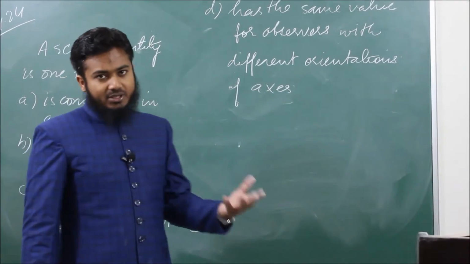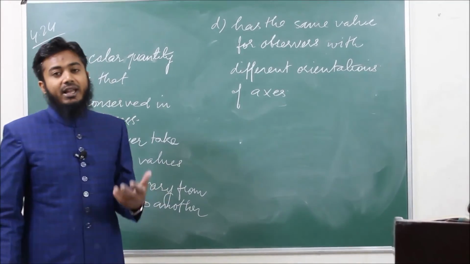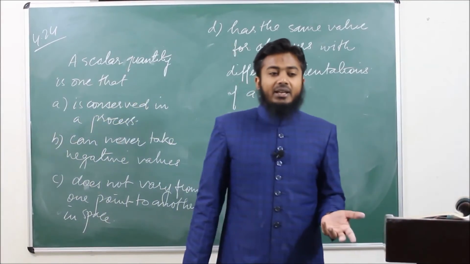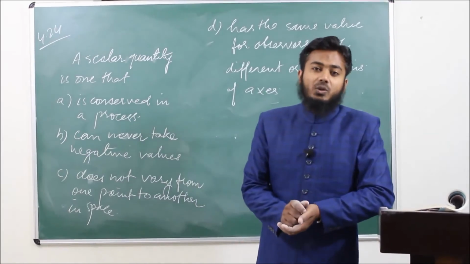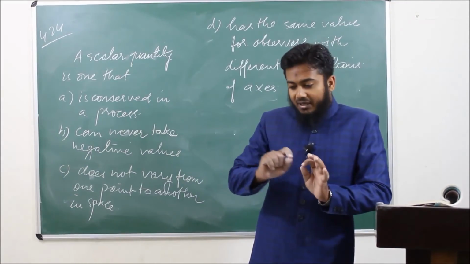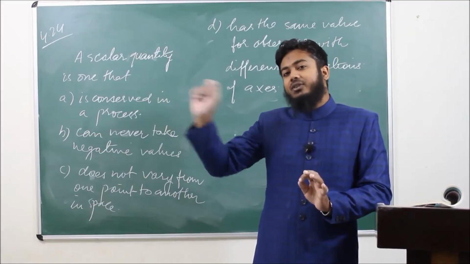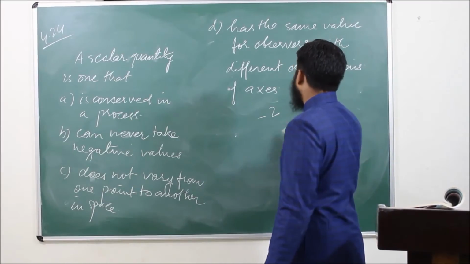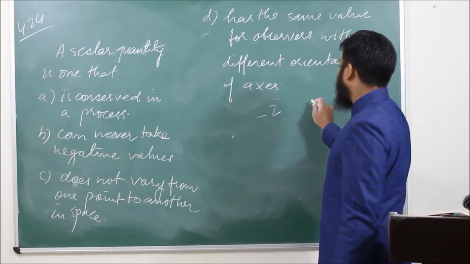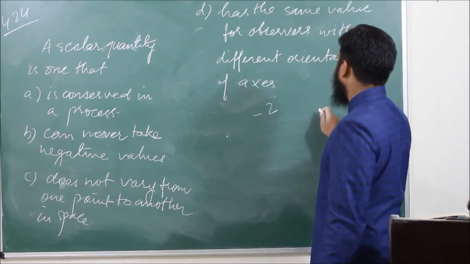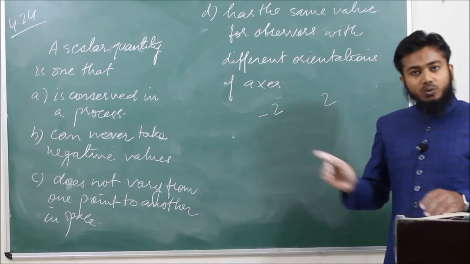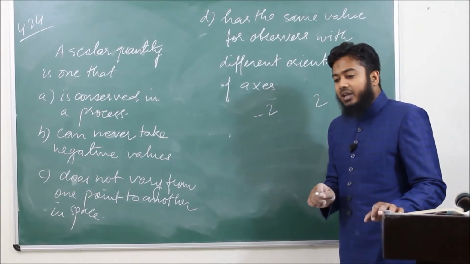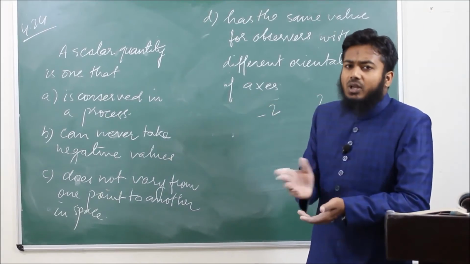So temperature is a scalar quantity. It can have negative values. So negative doesn't mean that it is less than 0, like numbers. On a number line, the numbers to the left of 0 are negative. So minus 2 is always less than 2. On a number line, minus 2 is always less than plus 2. But in physical quantities, this is not necessarily true.